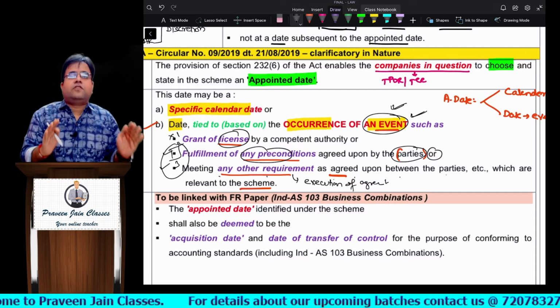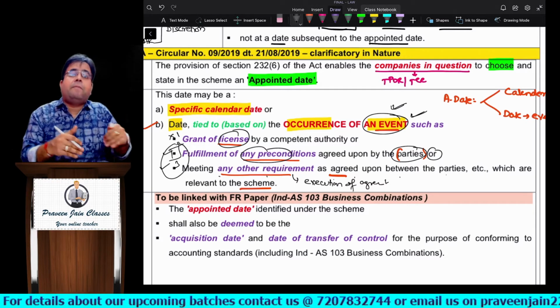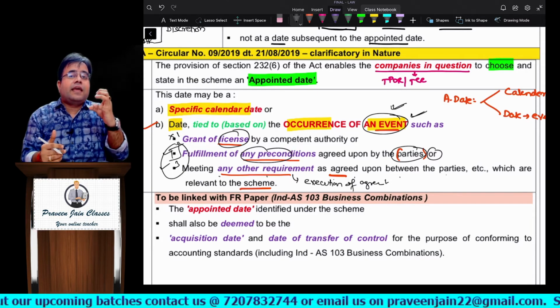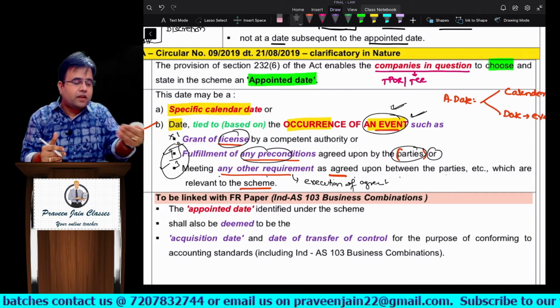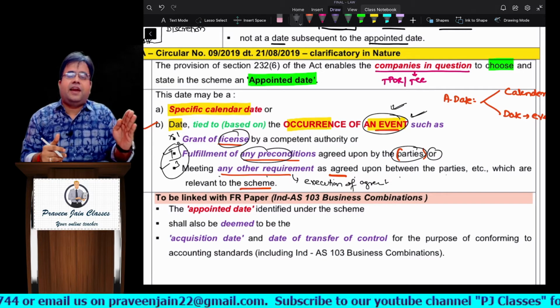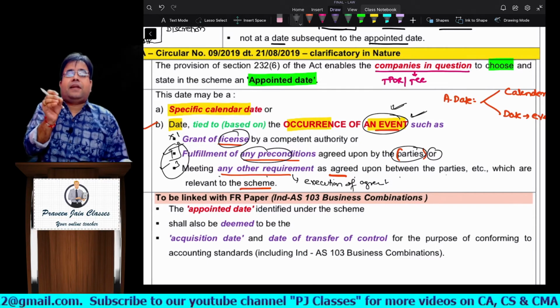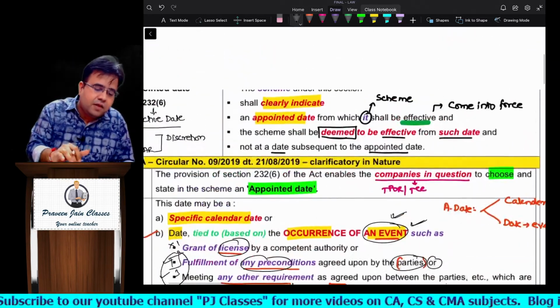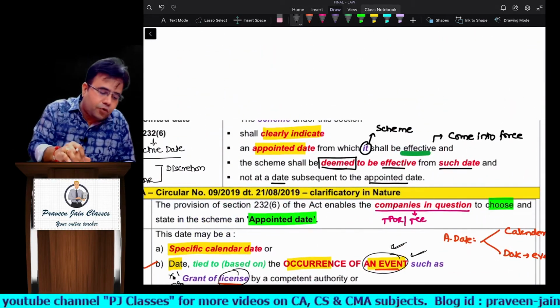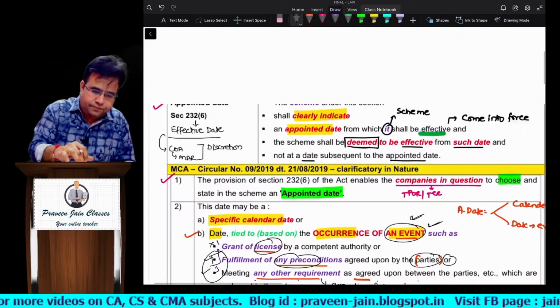So in other words, what I want to tell you, sir, is simple. Even the department is saying, and many case laws were also mentioning, sir, that our event date, or you can say our appointed date, need not be a specific calendar date. It can be a specific calendar date also, or it can be a particular date which is tied up to an event. Sir, why this whole problem came is because section 232 subsection 6 was clearly saying what, sir?